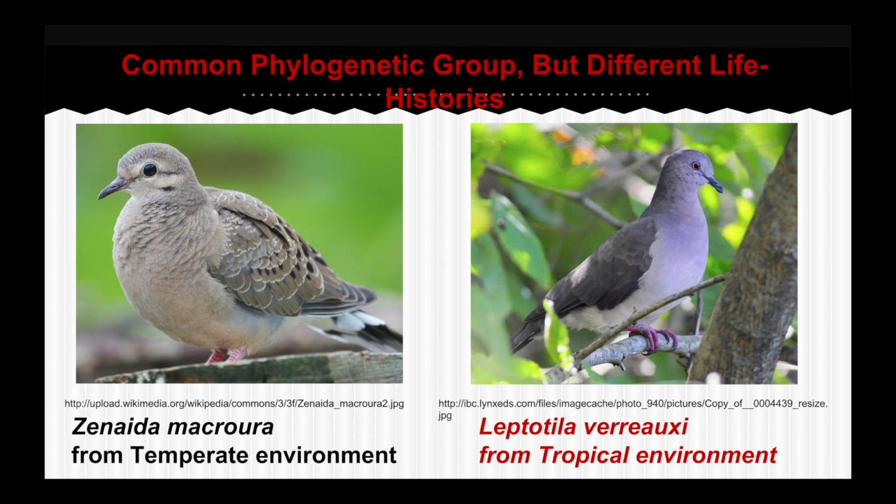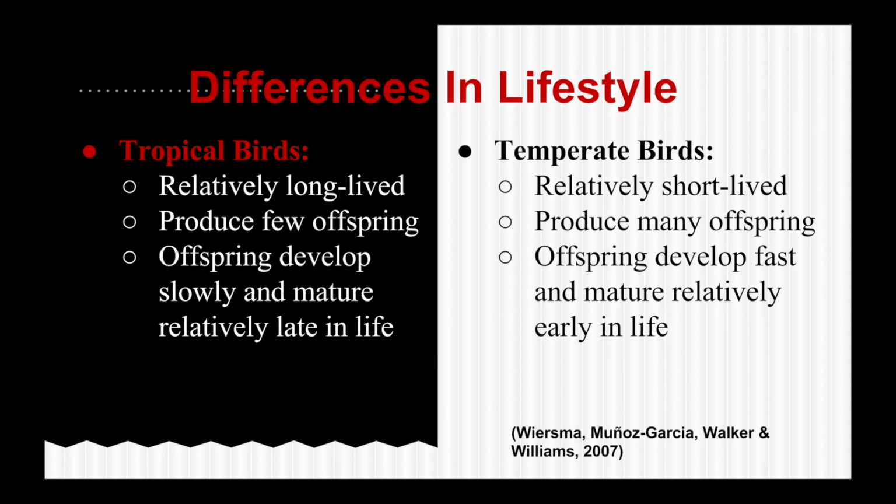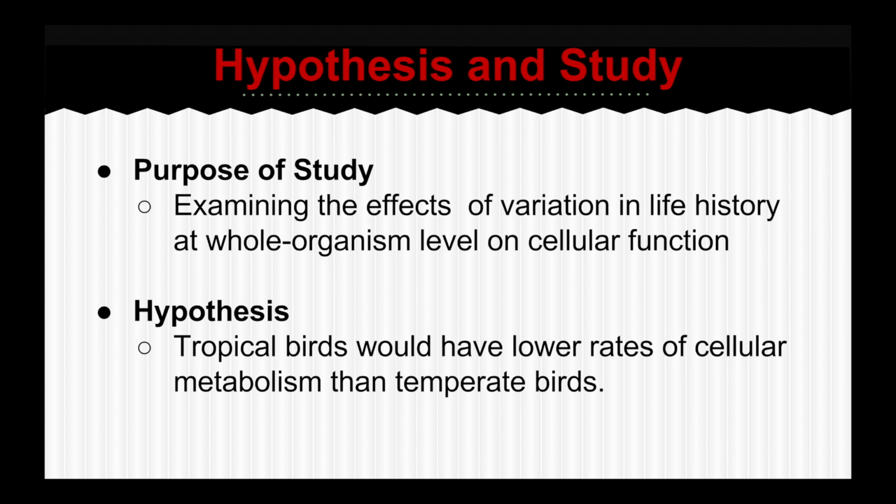In the study, researchers examined the variation in life history traits of temperate and tropical birds and its effects on their cellular metabolic rates. The tropical bird has a longer lifespan and produces fewer offspring. These offspring develop and mature later in life compared to the temperate birds. The researchers hypothesized that due to the differences in their life histories, tropical birds would have lower rates of cellular metabolism than temperate birds.